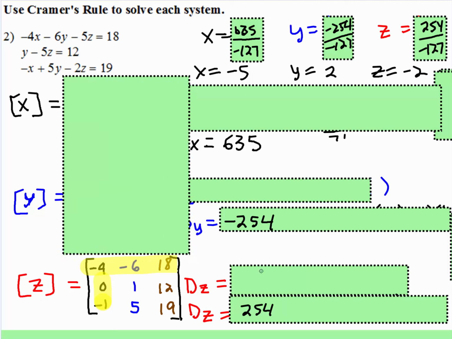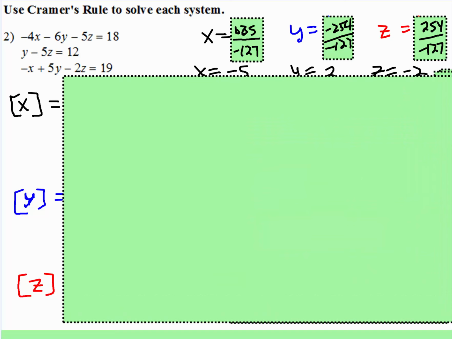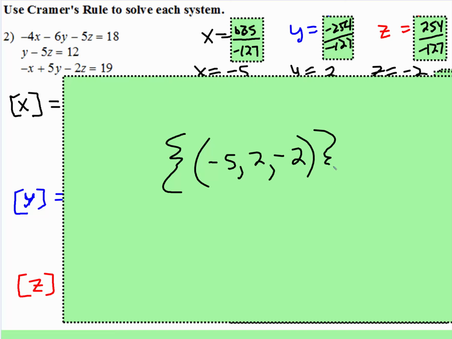So in solution set brackets, our x value is negative 5, our y value is positive 2, our z value is negative 2. And that's it. That's how you use Cramer's rule to solve a system of 3 equations, putting them into matrix form. All right, that's it.